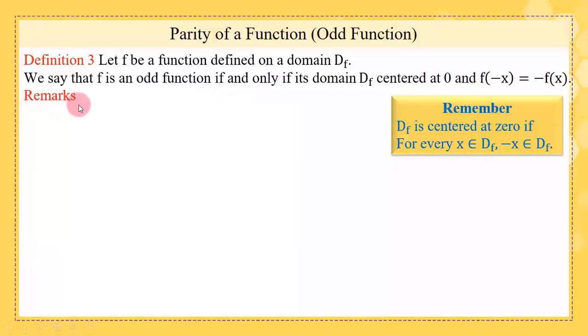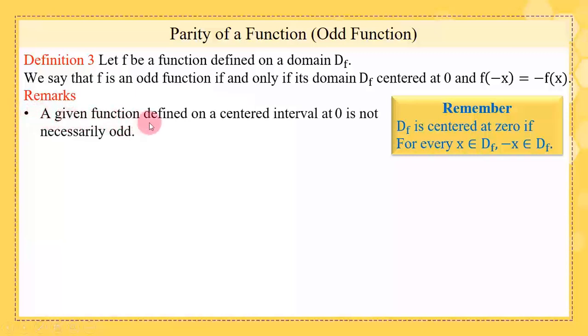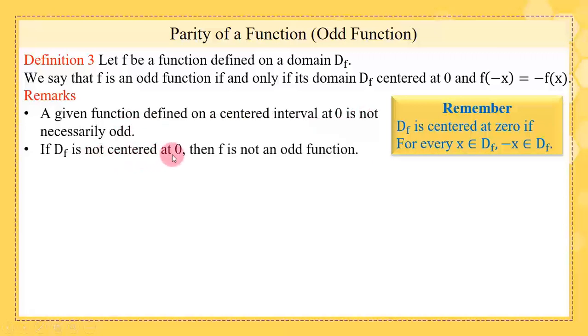Remarks, please pay attention to these remarks and listen carefully. A given function defined on a centered interval at 0 is not necessarily odd. Not every function defined on a centered interval at 0 is an odd function. It may be odd or not. If D of f is not centered at 0, then definitely the function is not an odd function. So, in order to say that a function is an odd function, first of all we must check if the domain of definition is a centered interval or not.